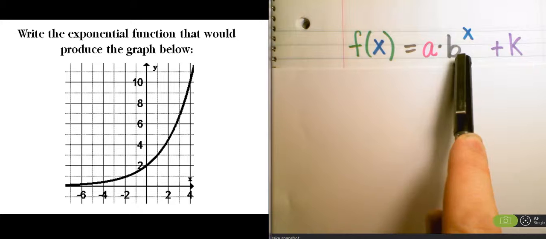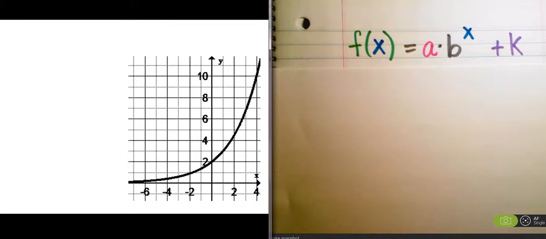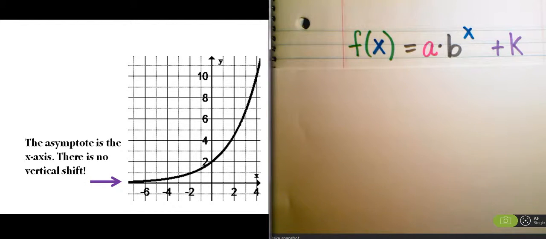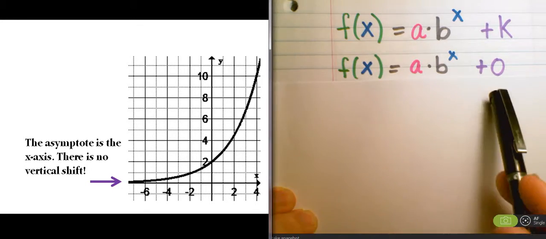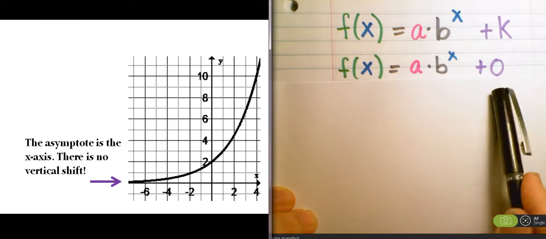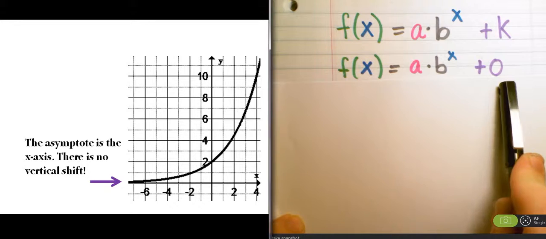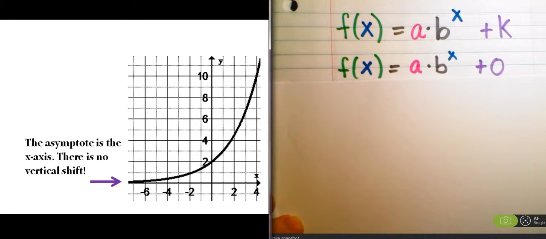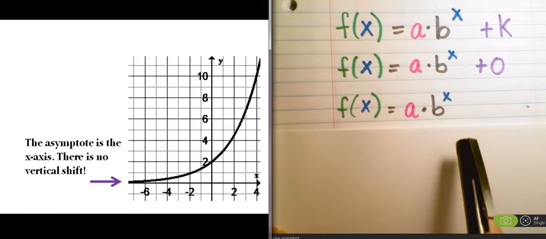Sorry, let's get to it. Notice that the asymptote is the x-axis. There is no vertical shift. So using that information, I'm going to substitute in 0 for k. But this really isn't needed. Adding 0 isn't going to do anything to this function. So it simply simplifies as f of x equals a times b to the x.